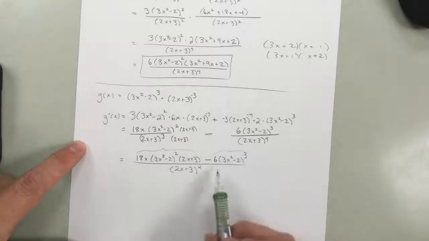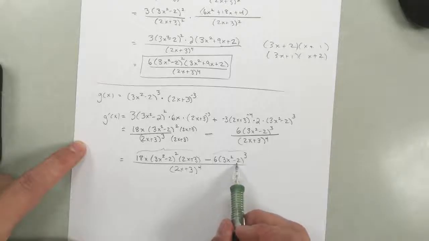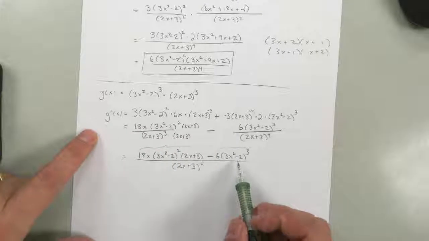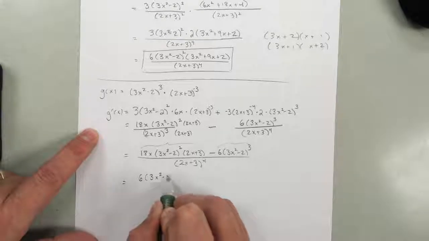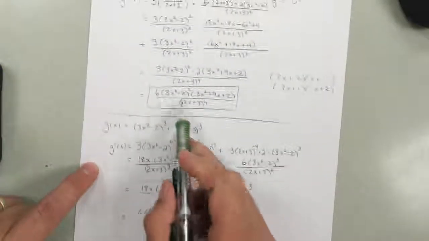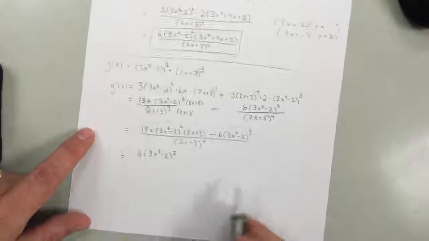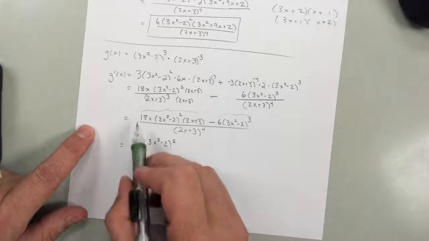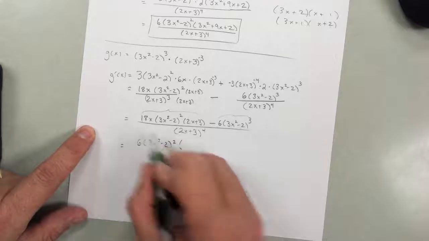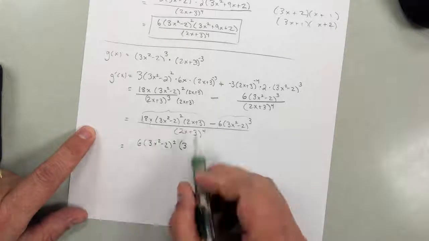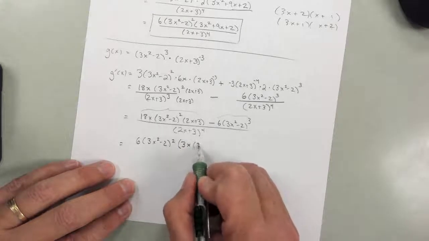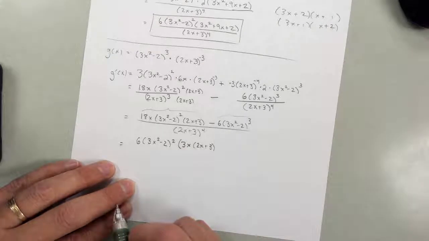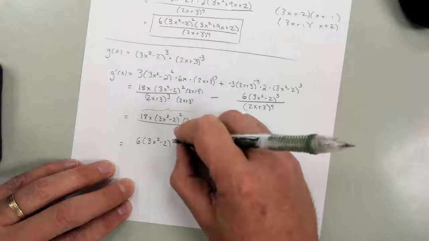So what's common here? We've got a common 6. And we've got a common 3x squared minus 2 to the second power. So we could actually pull that out. So 6 times 3x squared minus 2 to the second power. Looking familiar? Okay. If we pull out a 6, we'll have a leftover 3 and a leftover x. These are both gone, but then we'll also have a leftover 2x plus 3. Okay, so maybe I should have gone with brackets here.